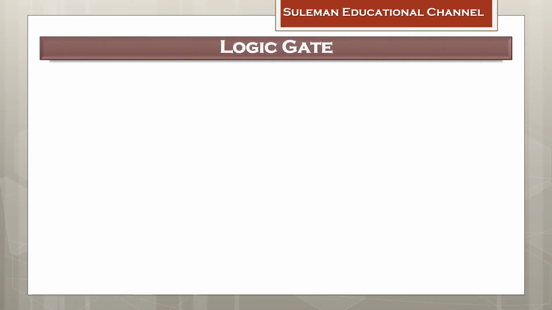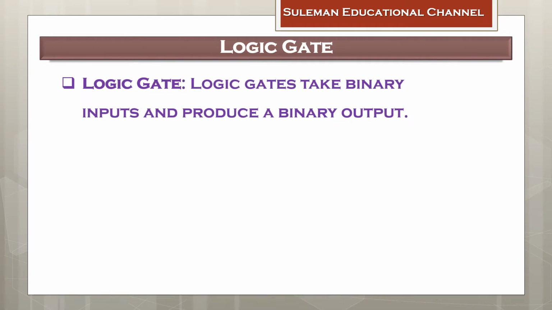First, we will discuss about logic gate. Logic gate is a device that works on binary input and gives binary output. Remember, binary means 0 and 1. So a logic gate takes 0 and 1 as input to produce either 0 or 1 as output, depending on the types of logic gate.